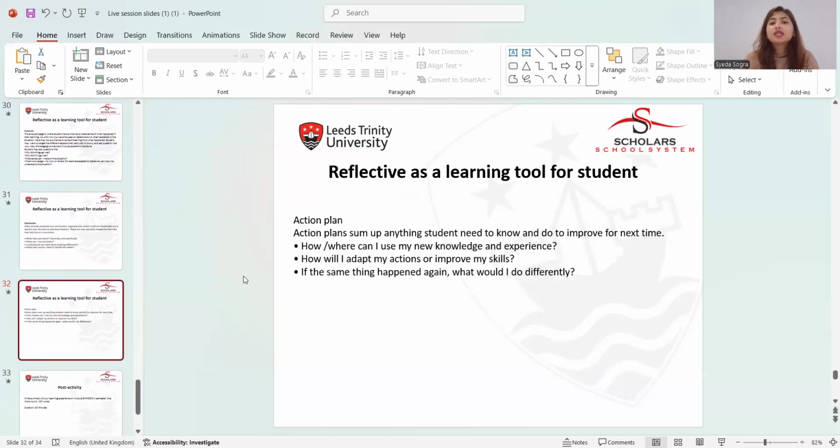Action plan: it sums up anything the student needs to know and do to improve for the next time, and how or where they can use this new knowledge and experience, how they can adopt any actions to improve their skills, and if something happened again, what would they do differently.